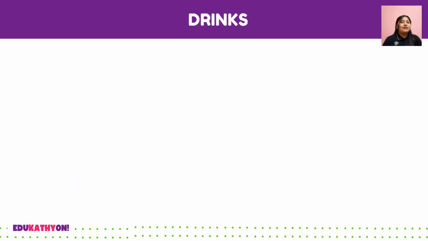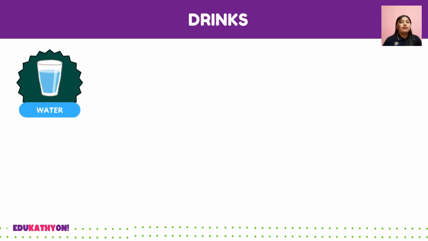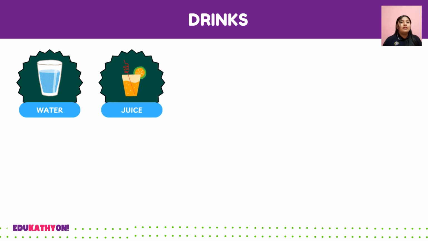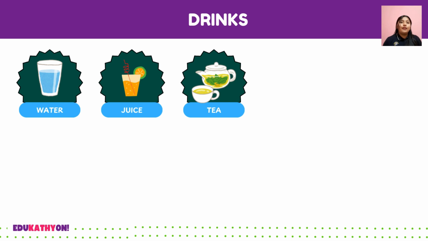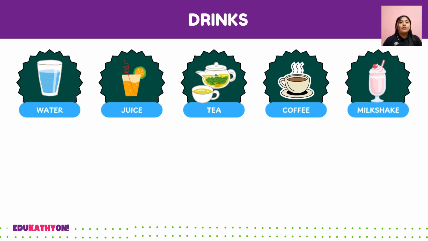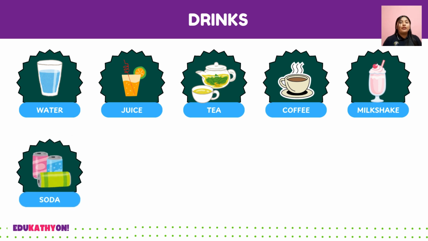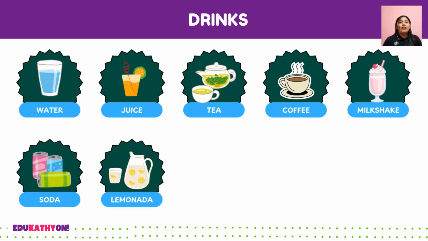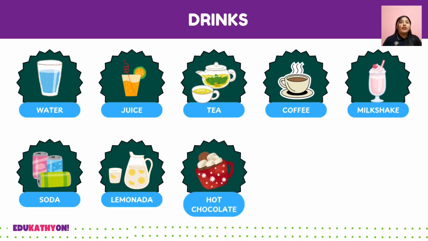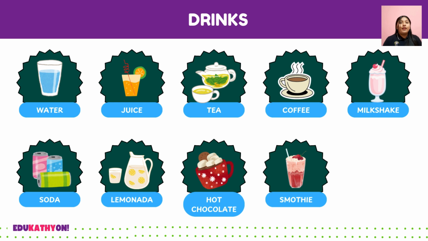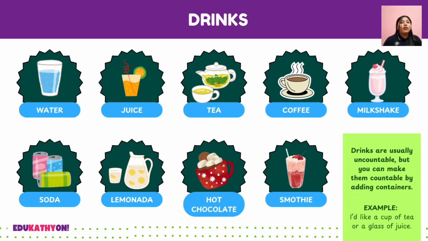Let's look at drinks. Water, juice, tea, coffee, milkshake, soda, lemonade, hot chocolate, smoothie. Well, drinks are usually uncountable, but if you mention a container, they become countable. For example, I'd like a cup of tea or a glass of juice.